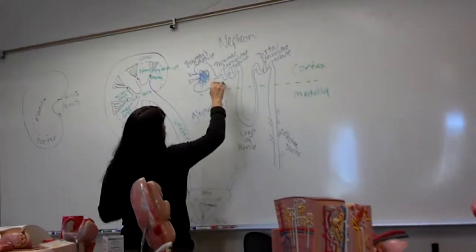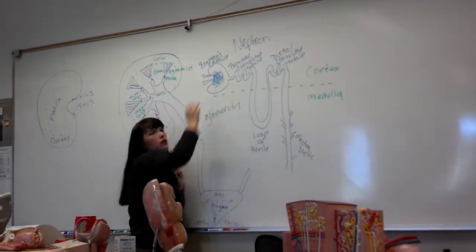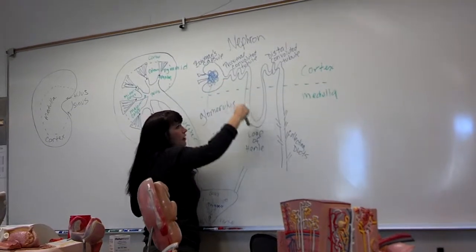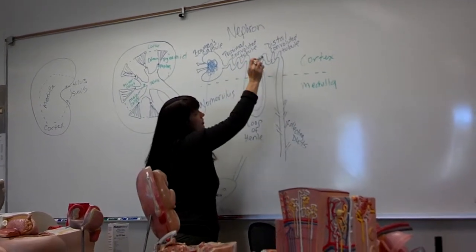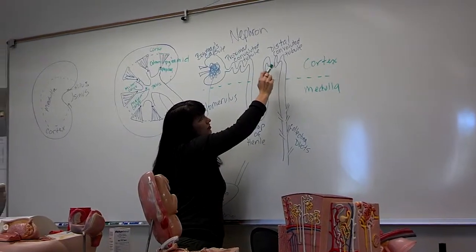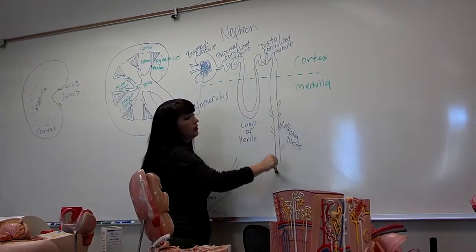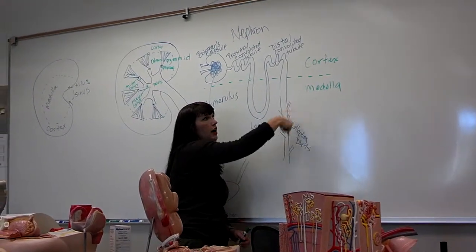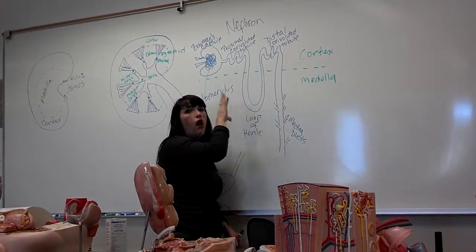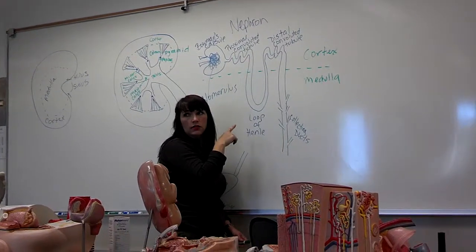So proximal convoluted tubule, proximal to the Bowman's capsule. Then our loop of Henle, where a bunch of ins and outs are going to go, which you'll do in lecture. And then we come to our distal convoluted tubule going into collecting ducts. Now these are the merging of collecting ducts of multiple other nephrons.